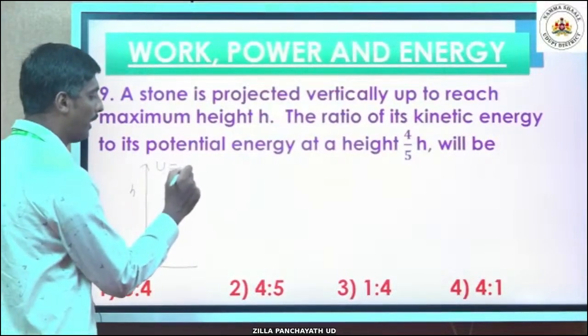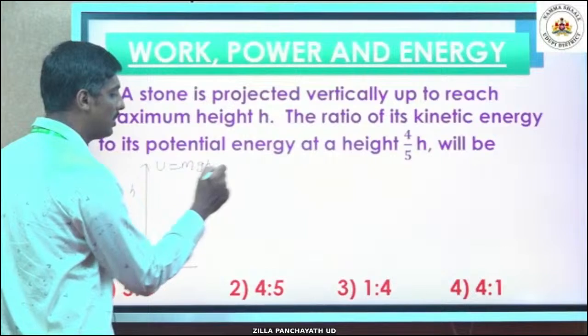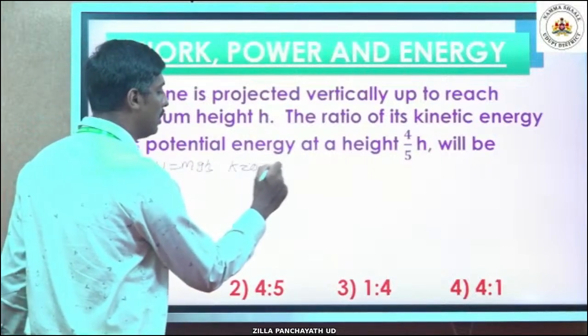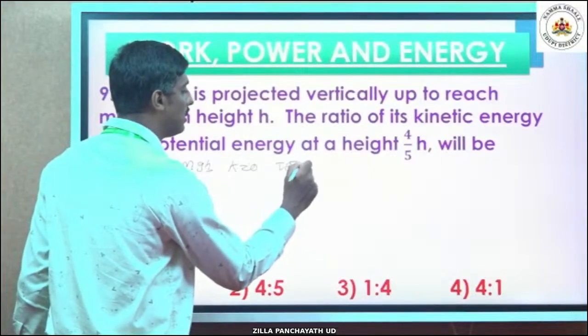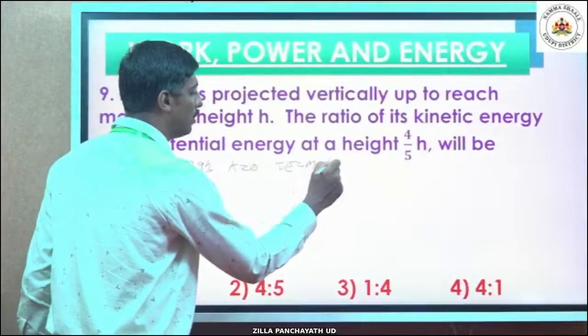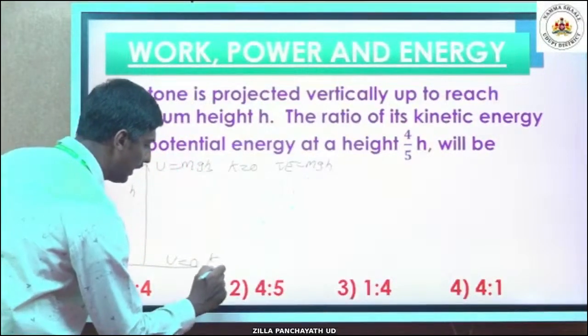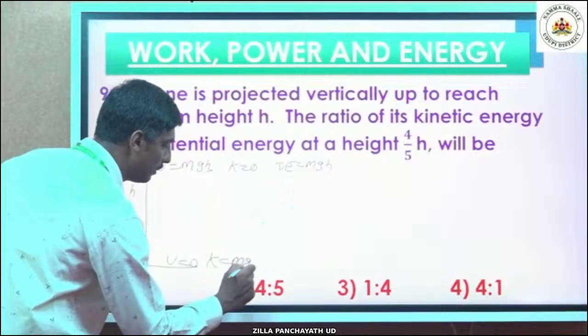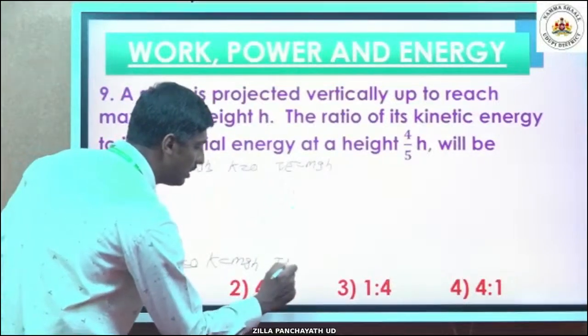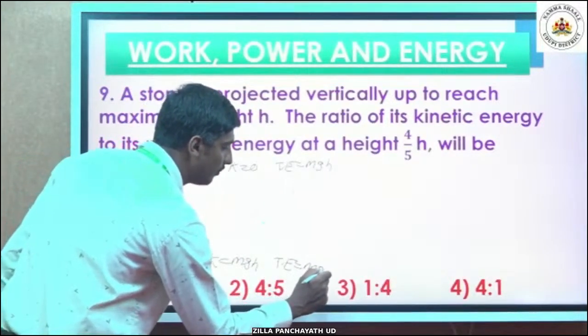Potential energy at this point is mgh, kinetic energy is equal to 0, and the total energy is equal to mgh. This is the concept I'm using. Okay, at this point potential energy is 0, kinetic energy is equal to half mv square, which is nothing but mgh. Hagadre total energy is equal to mgh.